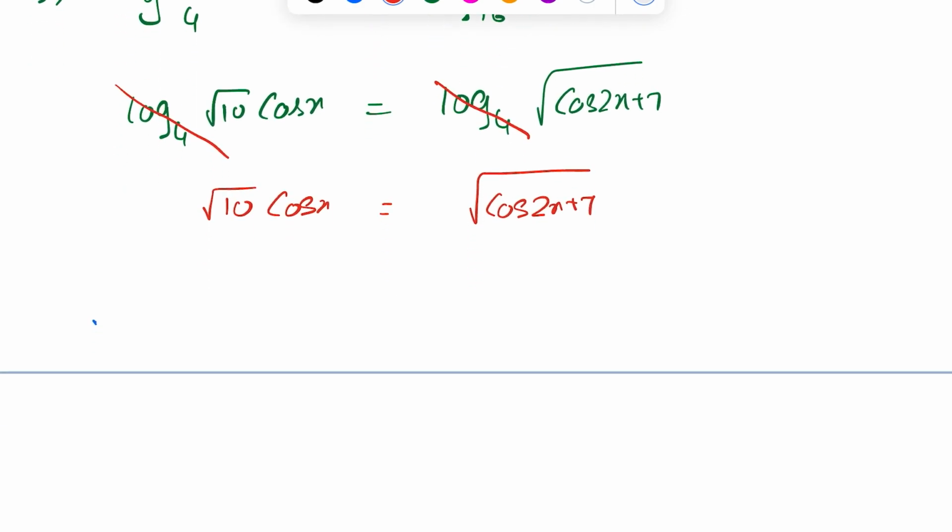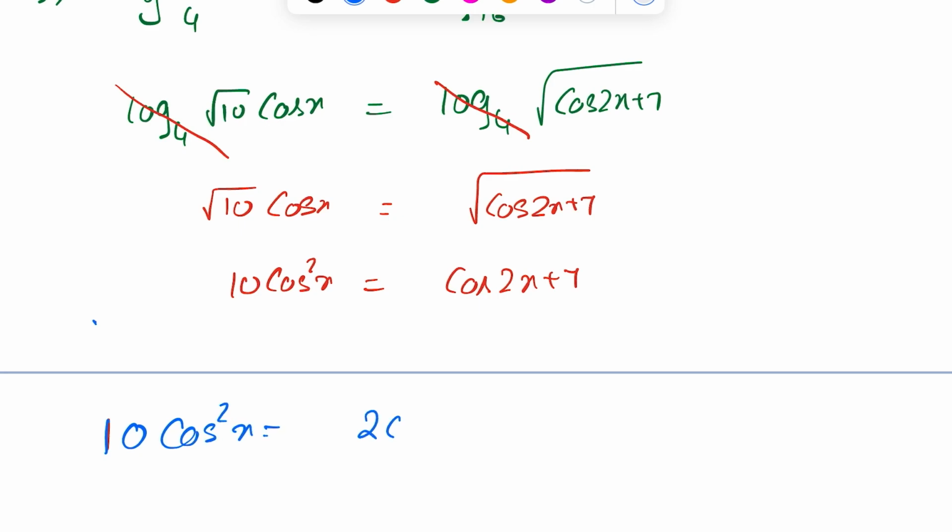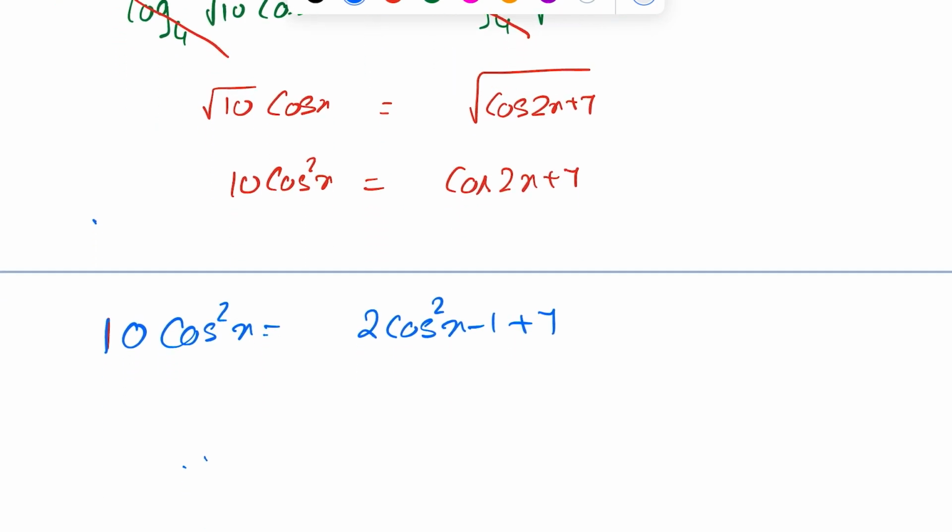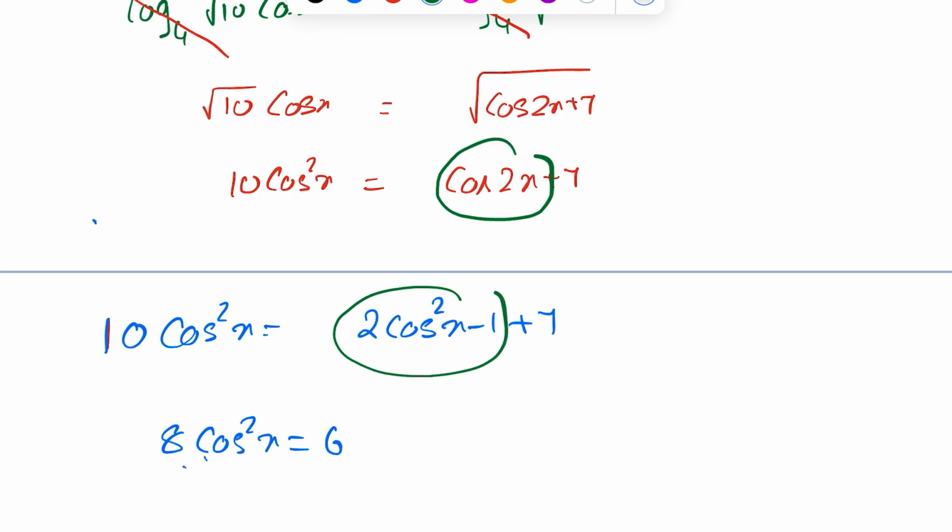Squaring on both sides, what do I get? 10 cos square x equals cos 2x plus 7. For a moment, whoever has not done the trigonometry can memorize this cos 2x formula. Cos 2x is 2 cos square x minus 1, plus 7. So what does that become now? 8 cos square x equals 6. You need to memorize this formula, or it is there in the formula booklet. Cos 2x is 2 cos square x minus 1.